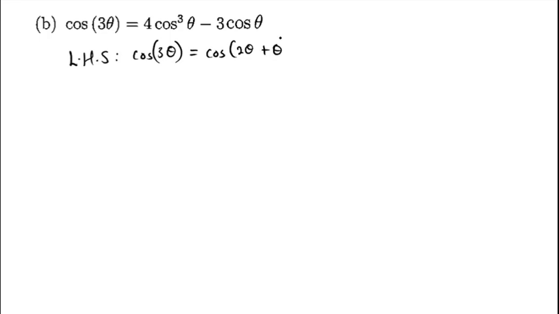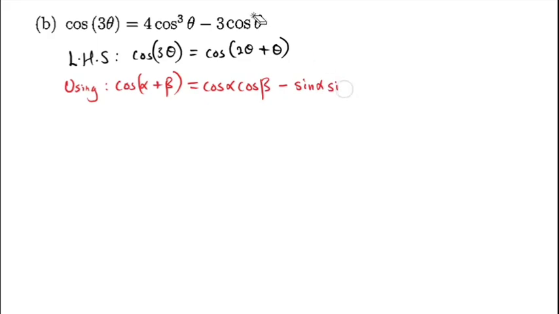Then now we need the sum and difference identities. So we're going to use the following. Using the identity for cos of alpha plus beta, since they're adding, we can use this one here. So the identity is cos alpha cos beta minus sine alpha sine beta, like that. So clearly you can see that alpha is 2 theta and beta is theta.